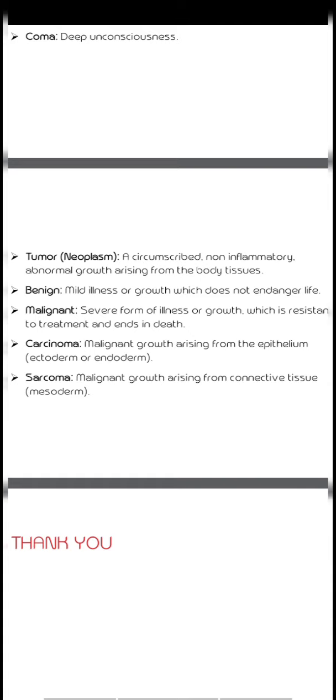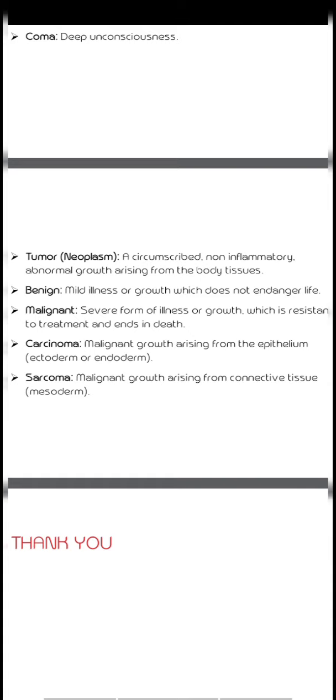Okay, so circumscribed means a growth which is surrounded from all sides by some kind of tissue, fibrous tissue or any other kind of tissue. Non-inflammatory, there is no inflammation in these kind of cells. Abnormal growth, uncontrolled growth that arises from body tissues is known as a tumor. It is of two types, either benign or malignant.